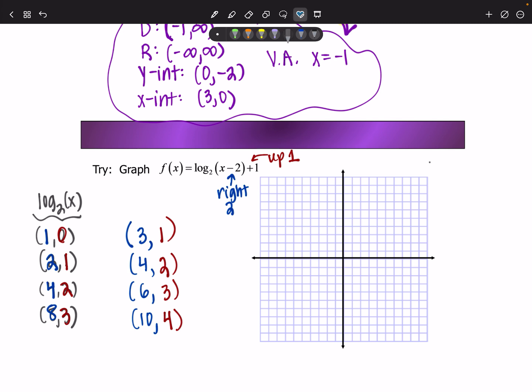Then we have x minus 2 is equal to 0. This is our vertical asymptote. X equals 2. So going right 2 is going to translate that vertical asymptote to the right 2 units. I'm going to plot my points. 3, 1. 4, 2. 6, 3. And 10, 4.